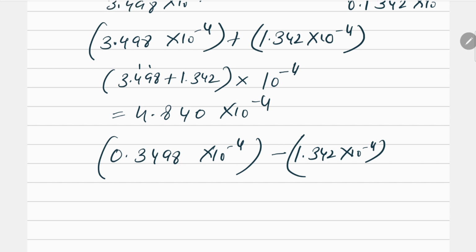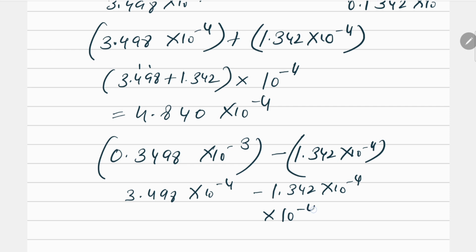Let me just correct one more thing. Suppose it is not negative 4, it was negative 3 actually. So let's take that and then once again convert it into 3.498 into 10 raised to power negative 4 minus 1.342 into 10 raised to power negative 4. Then let's take 10 raised to power negative 4 common and we are going to subtract. 3.498 minus 1.342 becomes 651.2 into 10 raised to power negative 4.